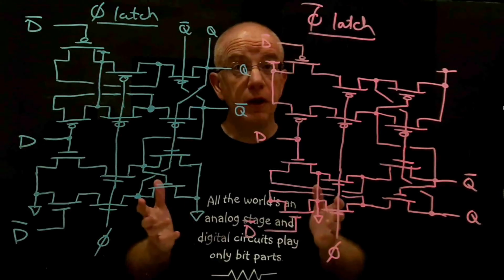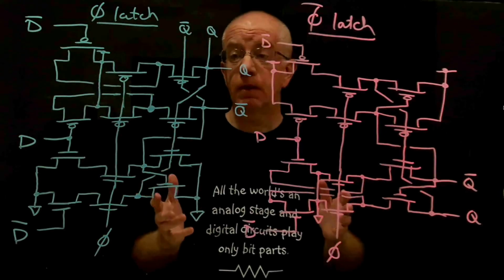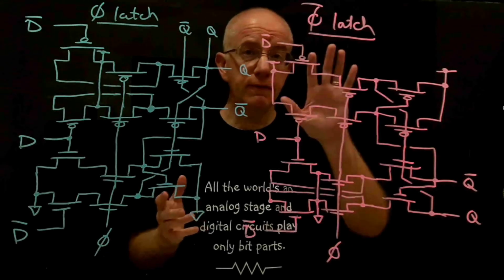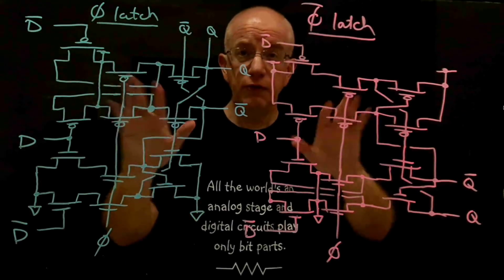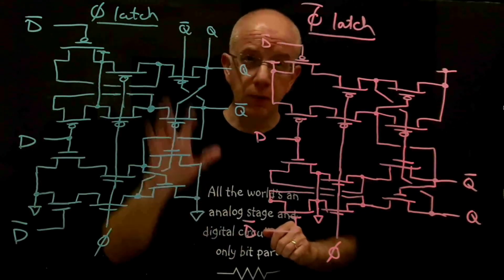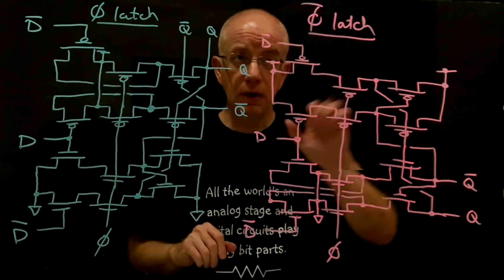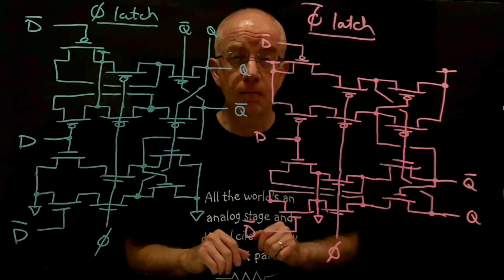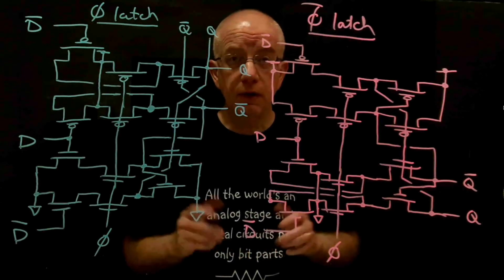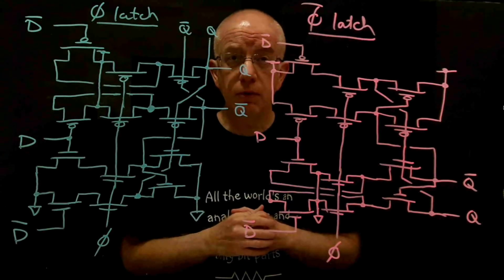And so if we want to make a rising edge triggered flip-flop, we would put the phi bar latch first and then the phi latch. If we want to make a falling edge triggered flip-flop, we put the phi latch first and then the phi bar latch. Okay? So I mean that's the process that I wanted to go through.